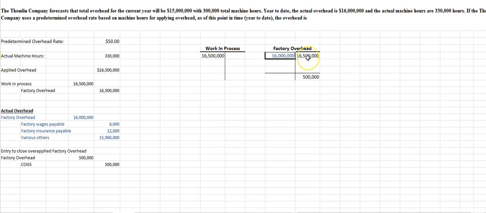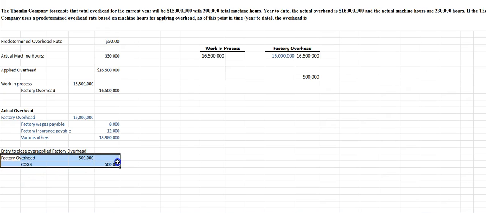So how much did we under apply or did we over apply? Well, we applied 16.5 million based on our estimates, and our actual was 16 million. So we over applied our overhead by $500,000. Okay, so overhead was over applied by $500,000. How do we fix that at the end of the year? We simply close it to the cost of goods sold account.